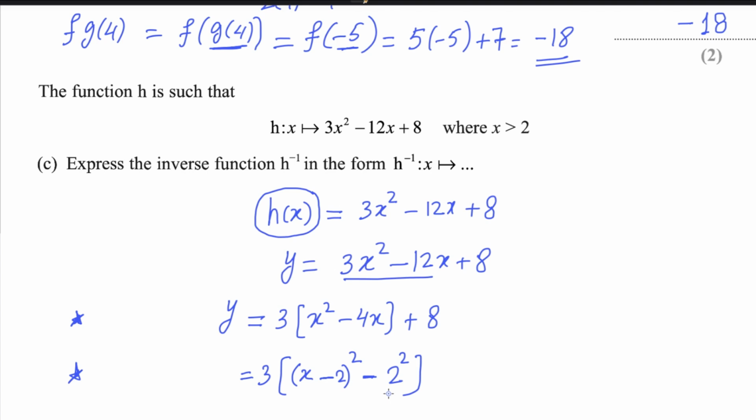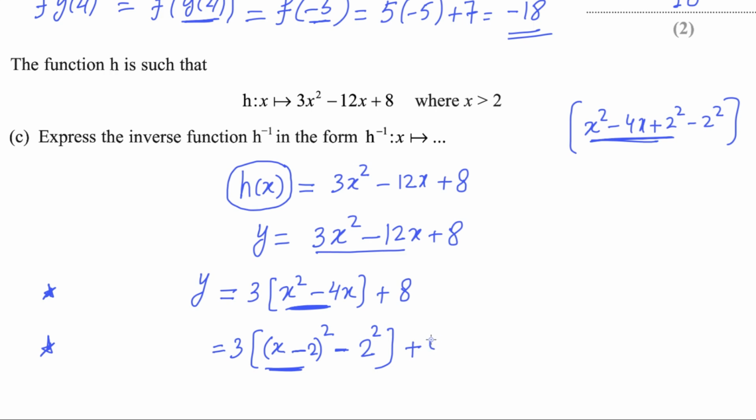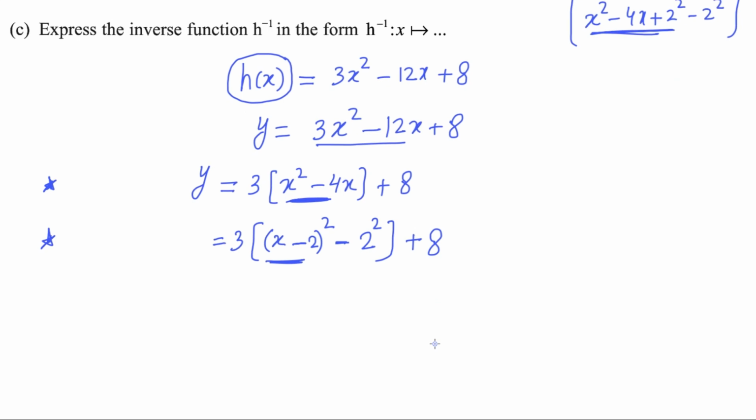Here let me tell you what I'm doing. Actually we are adding and subtracting 2 squared. Got it? This is the complete square of this part, and this 2 squared comes from there. That's it. The last number is here, plus 8. Hopefully you understand this step. Now this is the second step.